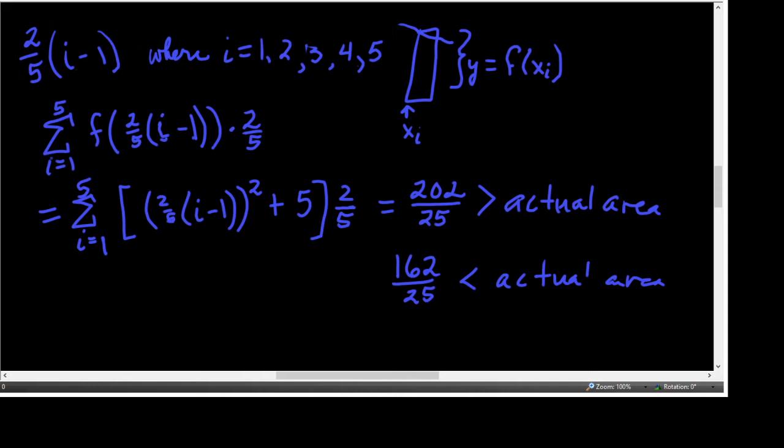That tells us, if we go to decimal form, that 6.48 is less than the actual area, and that's less than 8.08. The way to get a better approximation than that would be to increase n from 5 rectangles to a larger number of rectangles.